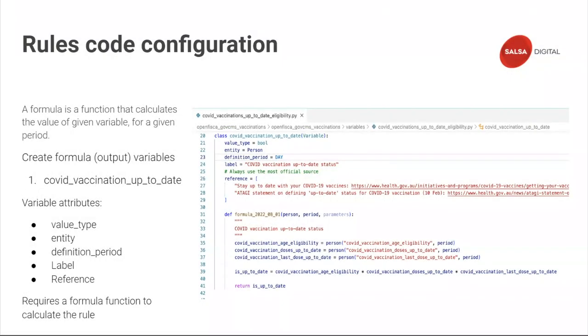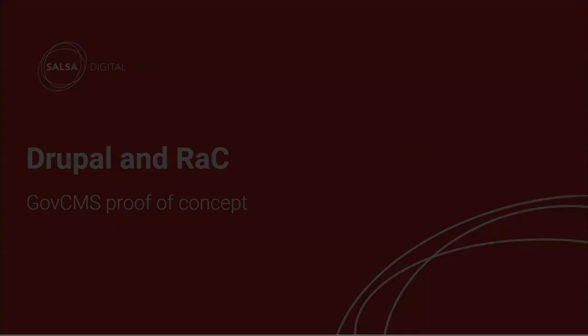And once we have the inputs, we have the variables, we have the parameters, then the calculation actually happens. So in this example, we are showing you the calculation of COVID vaccination up to date, and then it has different variable attributes. Okay, so that was the OpenFisca part of it.